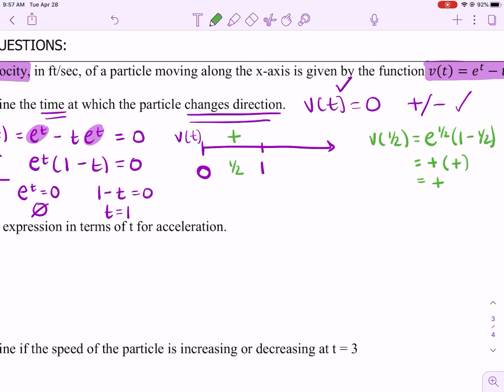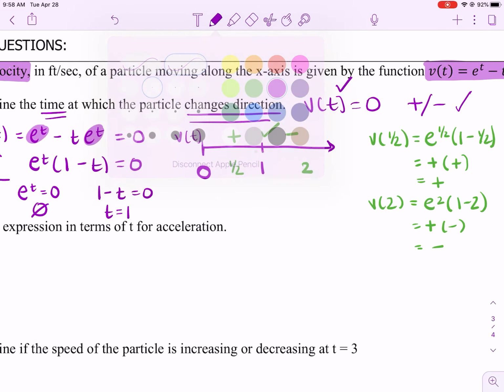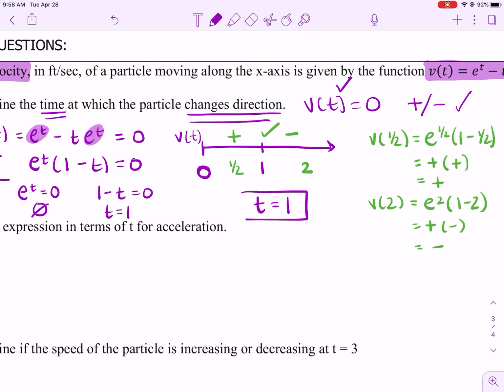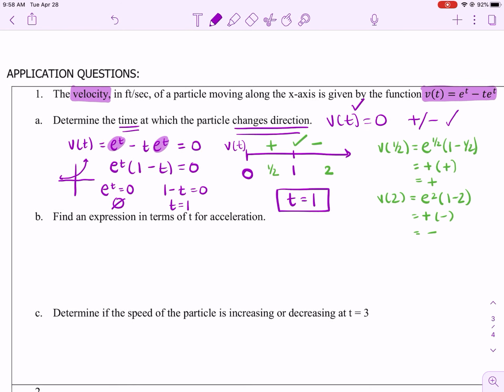We can also use a value for t that's larger than 1, like 2, and we can look for v of 2. This would be e to the 2nd power times 1 minus 2. Again, a positive term times a negative term will produce a negative term. So therefore, the velocity there would be negative. You can see that the velocity does change signs at t equals 1. So therefore, that means that the particle will be changing direction when the time is equal to 1.